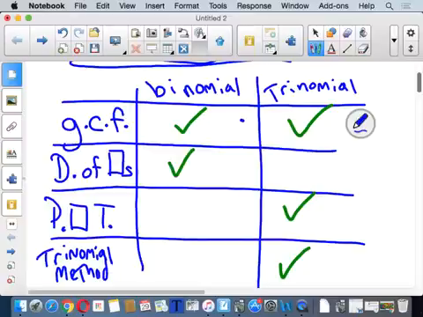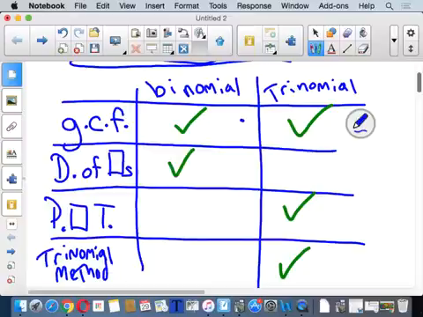Maybe I can do GCF and not the difference of squares, or maybe I can do just the difference of squares if the GCF is only one. But anyway, I'm going to try those two things in that order, GCF first and then difference of perfect squares.